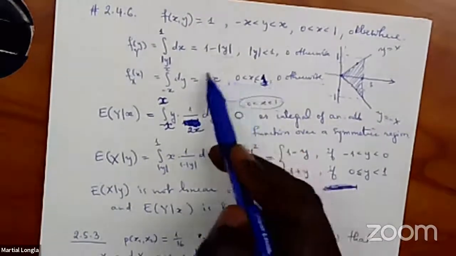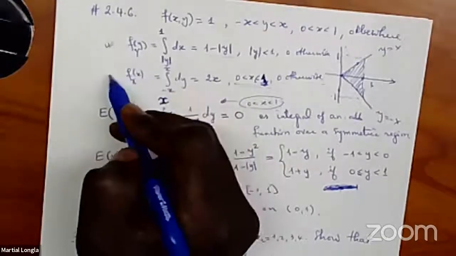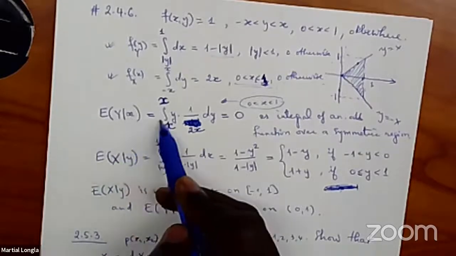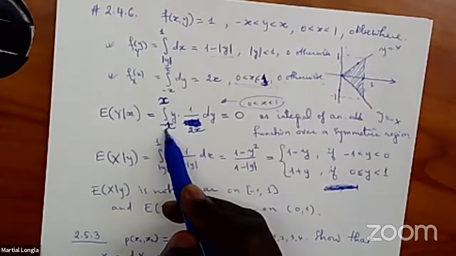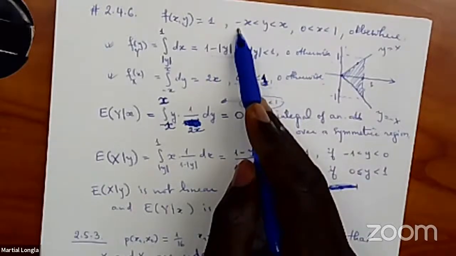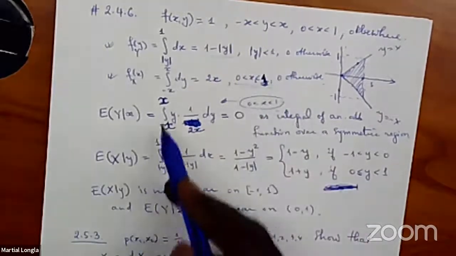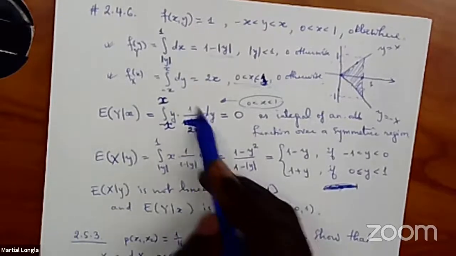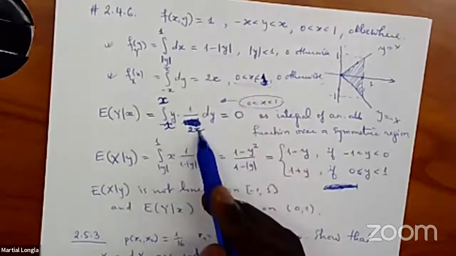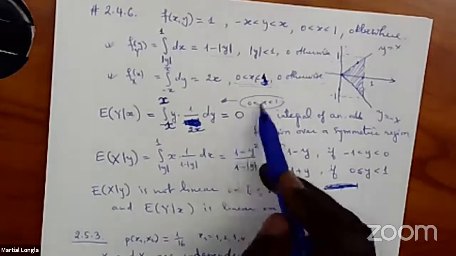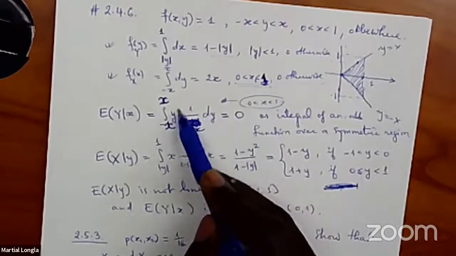So after computing that, now you have the distribution of y, you have the distribution of x. If I want the expected value of y given x, I will integrate from -x to x, not -1 to 1, because y is always between -x and x. I will integrate from -x to x, y times the joint distribution divided by the marginal distribution, which is 1/2x, dy. This integral, when you integrate, that's y squared.